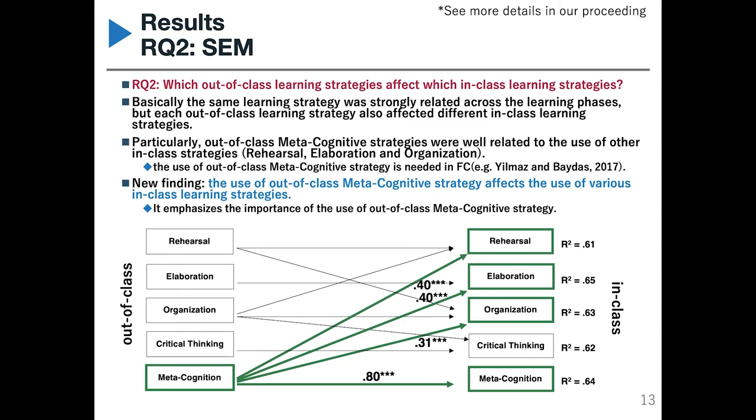It was also revealed that, basically, the same learning strategy was strongly related across the learning phases, but each out-of-class learning strategy also affected different in-class learning strategies. Particularly, out-of-class metacognitive strategies were well related to the use of other in-class strategies: rehearsal, elaboration, and organization. It was already known that the use of out-of-class metacognitive strategy was needed in a flipped classroom. However, it was a new finding that the use of out-of-class metacognitive strategy affects the use of various in-class learning strategies. It emphasizes the importance of the use of out-of-class metacognitive strategy.